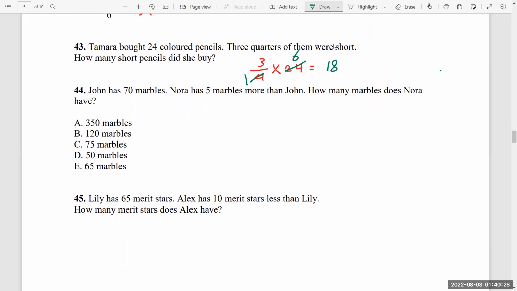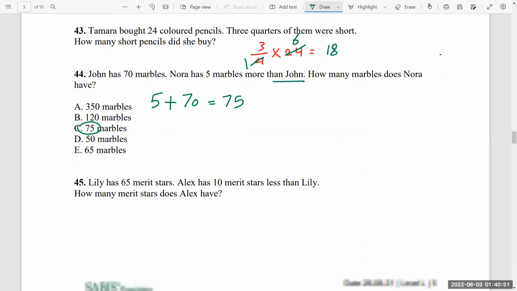John has 70 marbles. Nora has 5 marbles more than John. How many marbles does Nora have? It's very easy, 75. Nora has 5 marbles more than John. John has 70, plus 5 is 75.